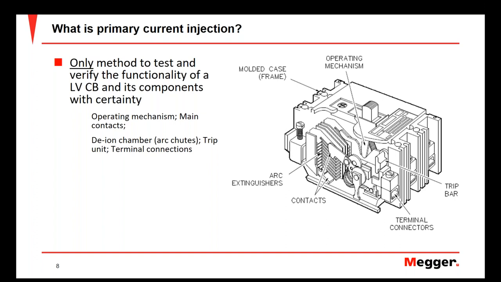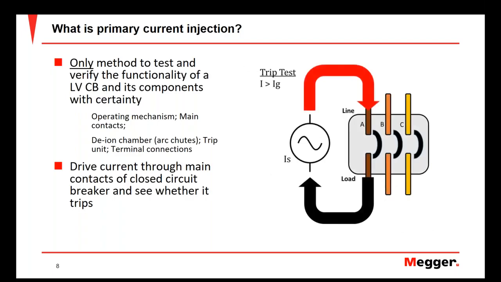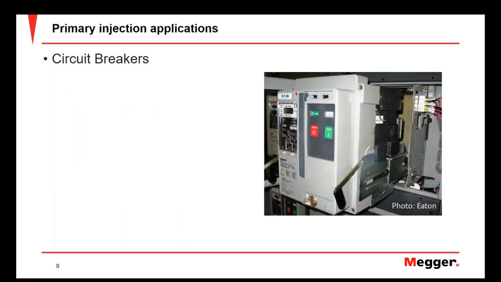whenever it's in use in a real world scenario. So whenever we do this type of test, what we're going to do is drive current through a closed circuit breaker, through the main contacts of the breaker, and verify that the overcurrent function of the circuit breaker is going to react as intended, or trip, whenever we push current through the breaker.